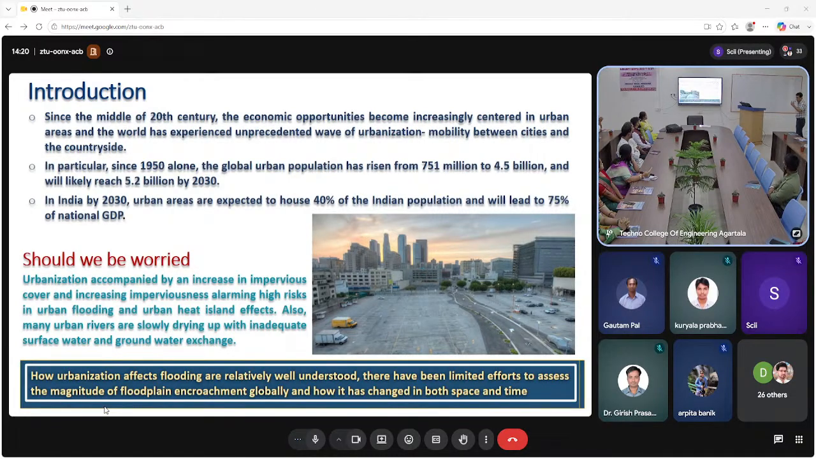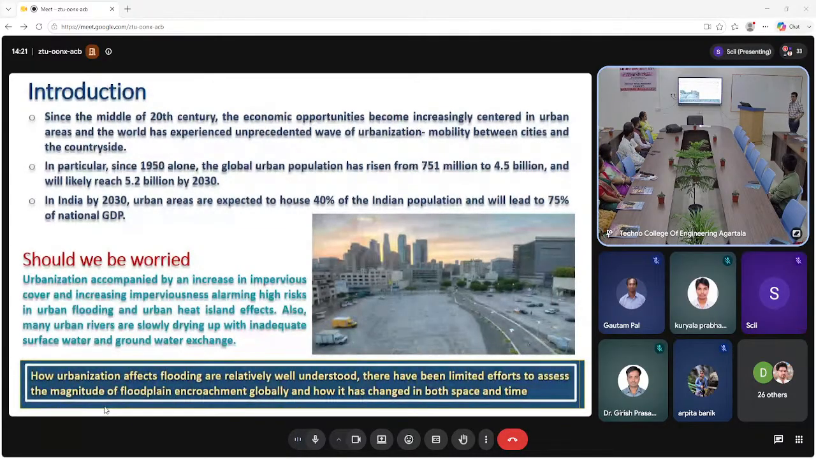So what is my aim to tell you? If we consider the figures in India, by 2030 the urban areas are expected to house 40% of the Indian population, which will generate almost 75% of the national GDP. So that is the reason behind the unprecedented rush from the countryside, that is, mobility between the countryside and the urban areas.